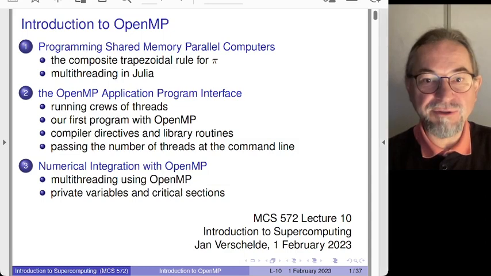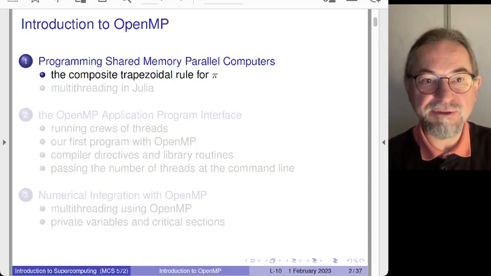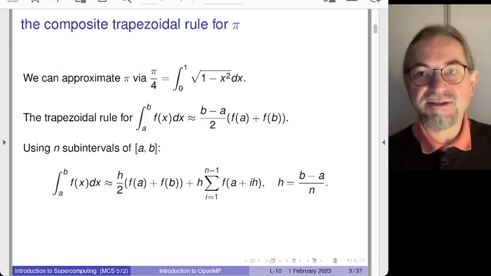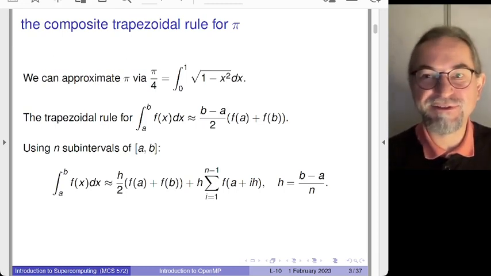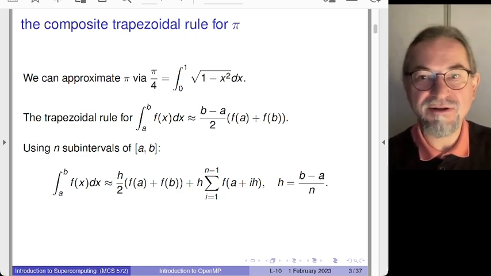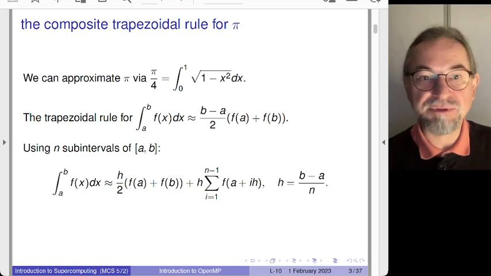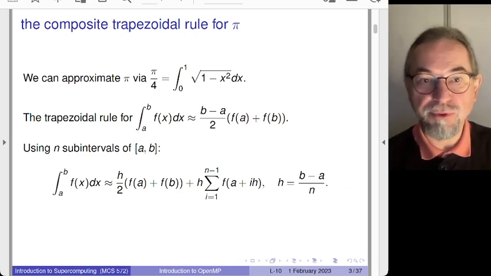Okay, so let's get started. What is our running example? We will approximate pi again. In the first week we did it in a naive way with Monte Carlo, and not so naive with the composite Simpson rule. Here I will be using the composite trapezoidal rule.